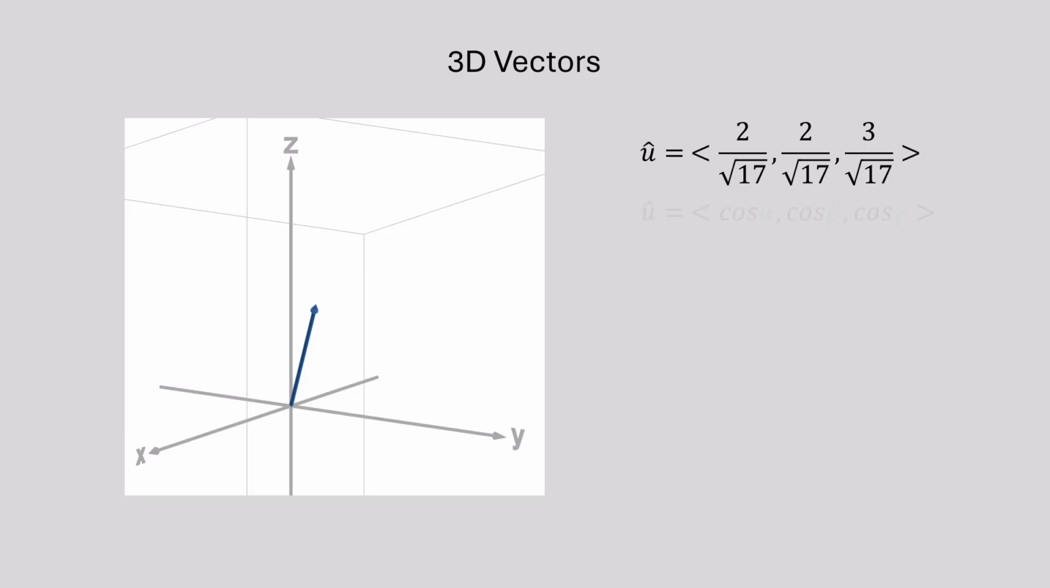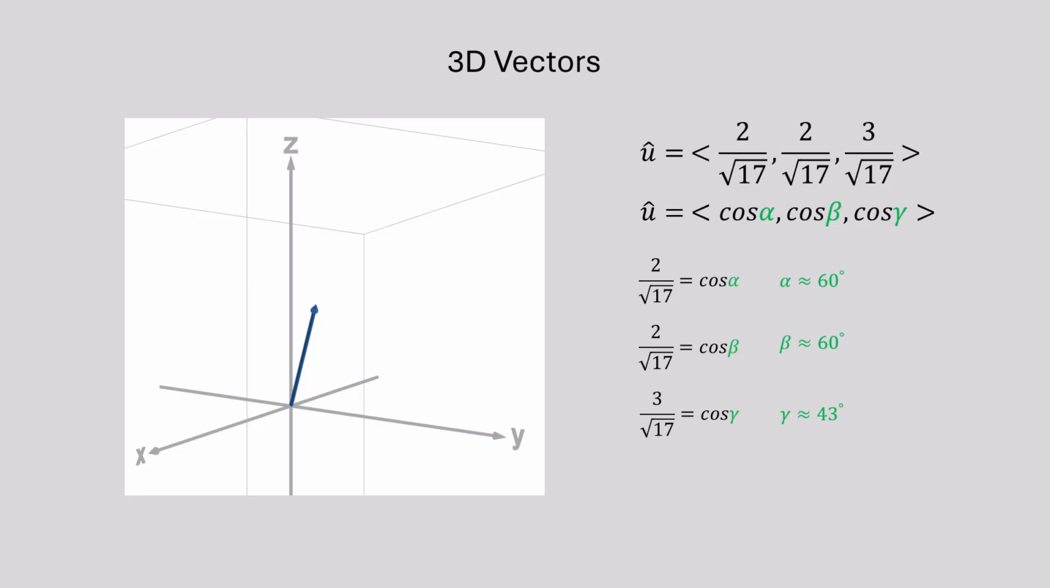Now let's try to get the angles between the vector and the axes. To do this, let's create another vector with components cosine alpha, cosine beta, and cosine epsilon. Now let's set the unit vector we got previously equal to this new vector. And when we solve for the unknowns, alpha, beta, and epsilon represent the angles between the vector and the axes.